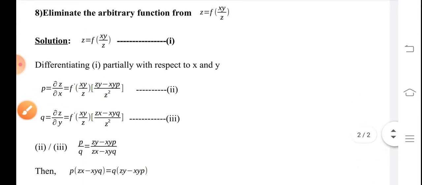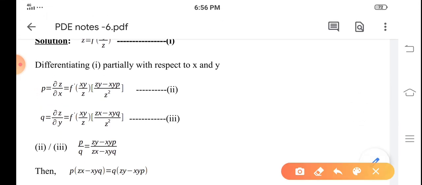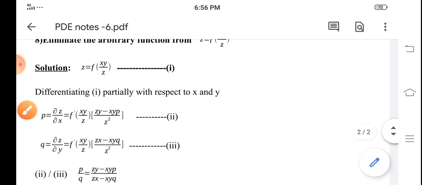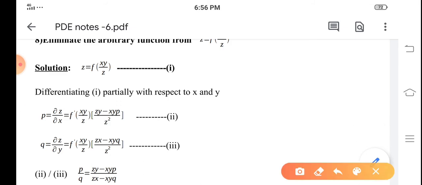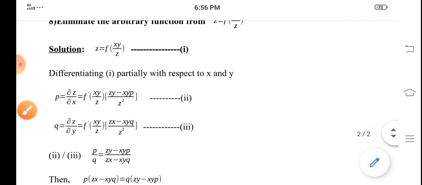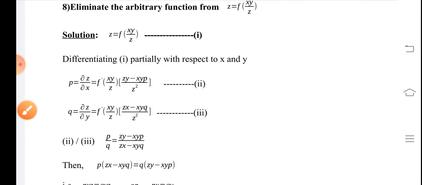Now similarly, when we differentiate equation 1 partially with respect to y, we obtain q is equal to dou z by dou y, that is f dash of xy by z into the partial derivative of xy by z with respect to y, that is z into x minus xy into the partial derivative of z with respect to y, that is q, divided by z square, by the quotient rule. I'll take this as equation number 3. Now to eliminate the arbitrary function, we can make use of equations 2 and 3. From equations 2 and 3, we can eliminate f dash.